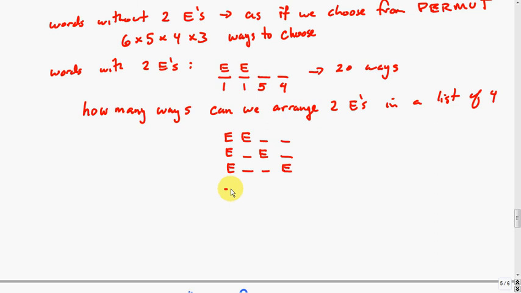So then the other choices would be E in the middle. We could have it like this, or we could have E, nothing, E, or then finally, if we don't have the E in the first 2 locations, it has to be at the end, and that's it. There's only 6 ways.